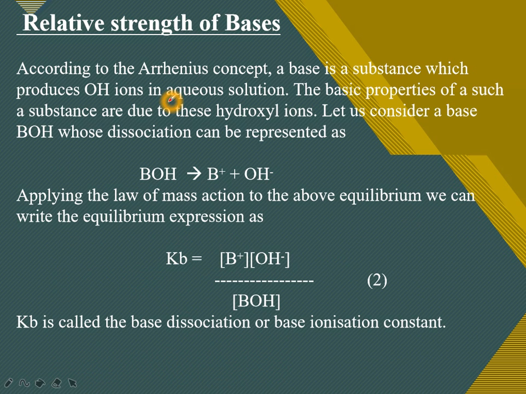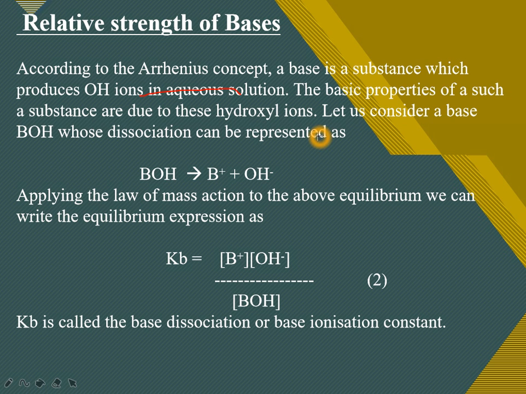Next is the relative strength of the base. According to the Arrhenius concept, we have discussed that a base is a substance which produces OH minus ions in aqueous solution. So the basic property of such substances can be explained easily in terms of hydroxyl ions.